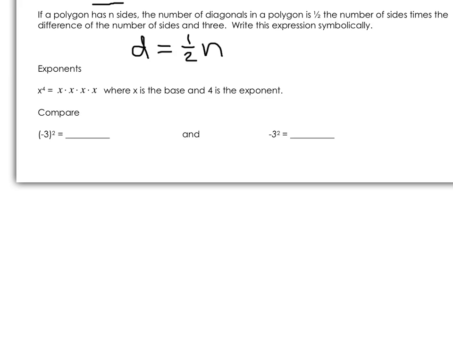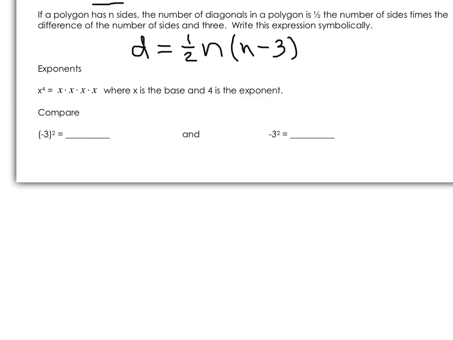1/2 the number of sides n times, that means multiplication, the difference. We're going to multiply 1/2 n times a difference. We need parentheses for that. The difference of the number of sides and 3. Well, that's an interesting expression. Why don't you look at a square, a pentagon, a hexagon, and compare the number of sides to the number of diagonals and see if that works. D equals 1/2 n times n minus 3.